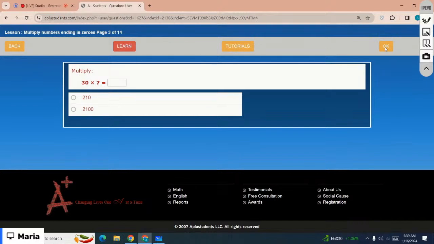Okay, the next one is multiply 30 times 7. Which is the correct option? Very good. 7 times 3 is 21. You have one zero, so you need to add a zero at the right hand side. So that would be 210. Got it? 30 times 7 is 210. Option number 1 is the correct option.